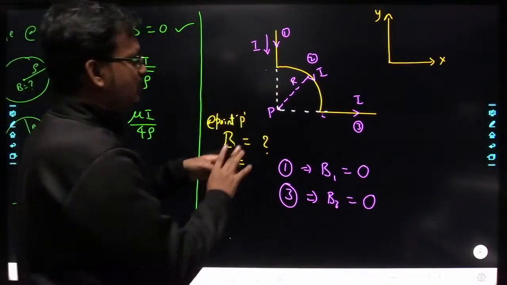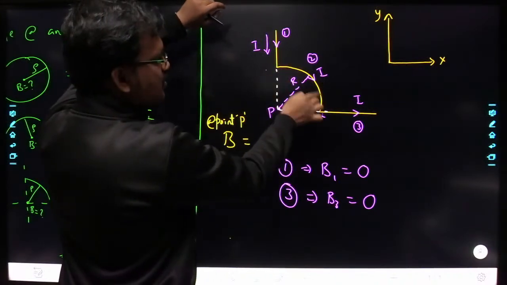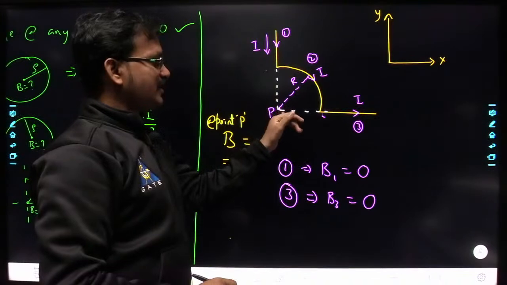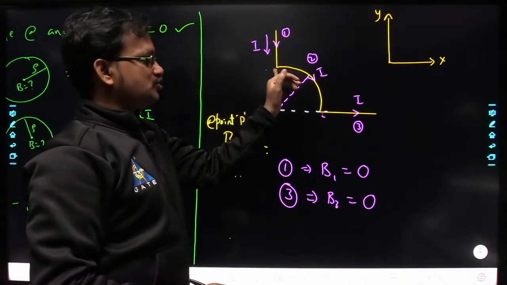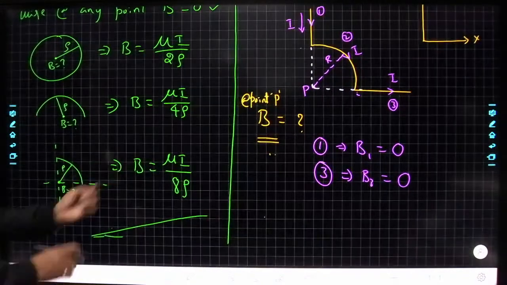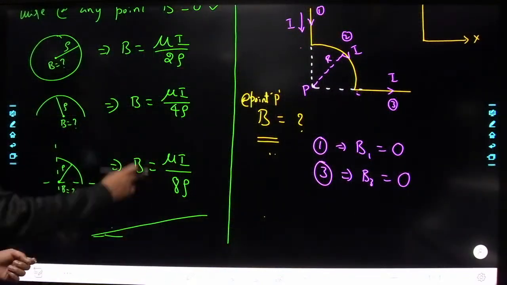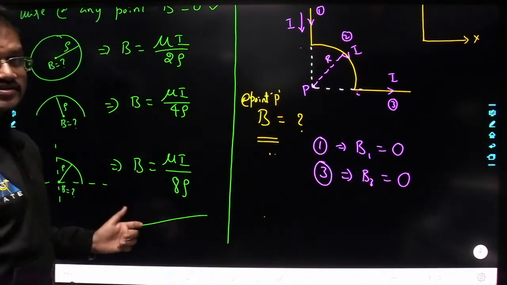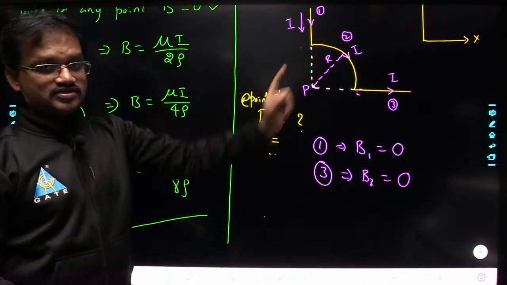Next, what is left out here? Only this quarter part of the circle. So what is the expression for the B field at the center due to a quarter part of the circle? Just now we have seen, yes or no? For a quarter part of the circle, the B field is nothing but mu I by 8 rho, where rho is the radius of this curvature.